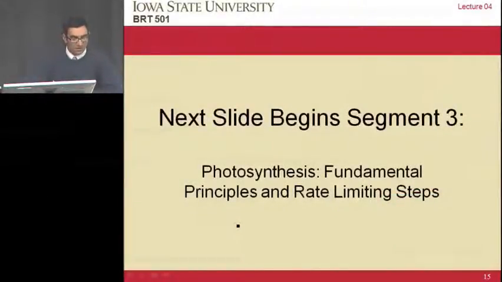So now let's focus our energy a little bit on photosynthesis at a kind of gross scale, what some of the fundamental principles are and what some of the rate limiting steps are.